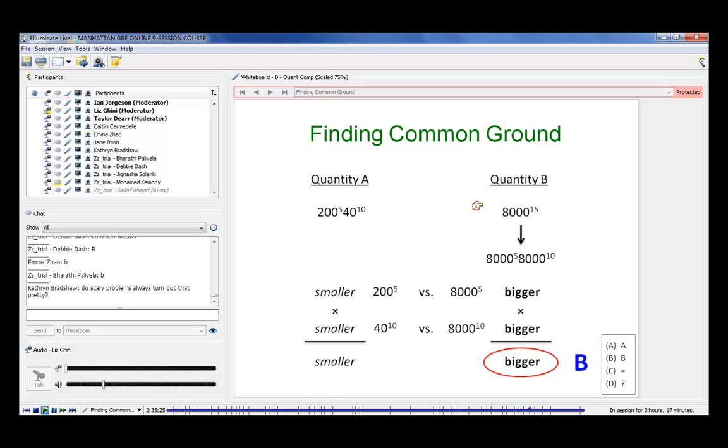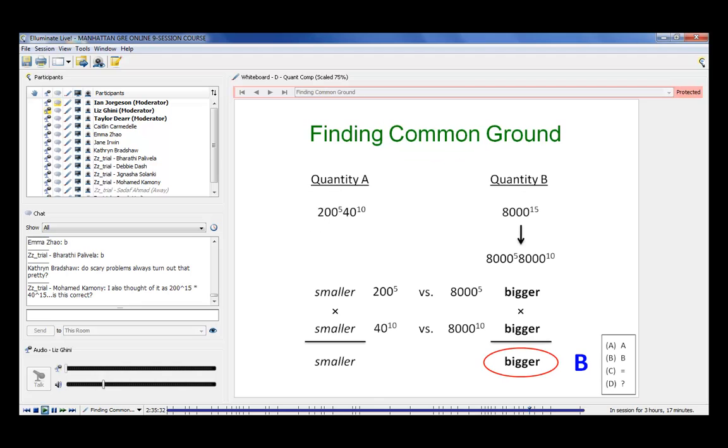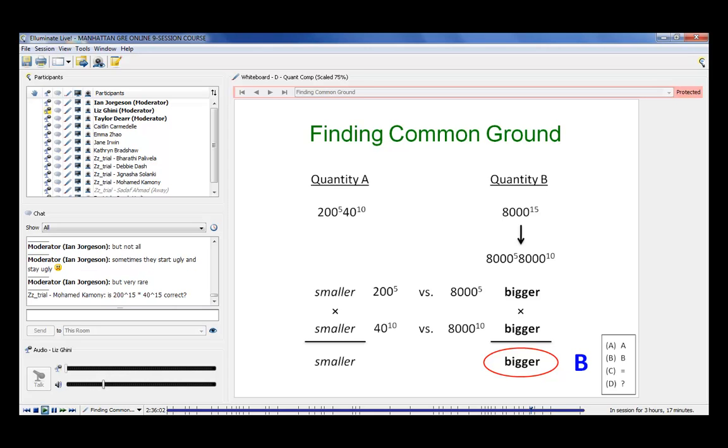So, another critical technique. Now, strategic integer testing. Oh, I'm sorry, Muhammad. Is it 200 to the 15th times 40 to the 15th? Yeah, you could have broken this one up that way, absolutely. Good point. There are often multiple ways to rewrite, and that's something to keep in mind.